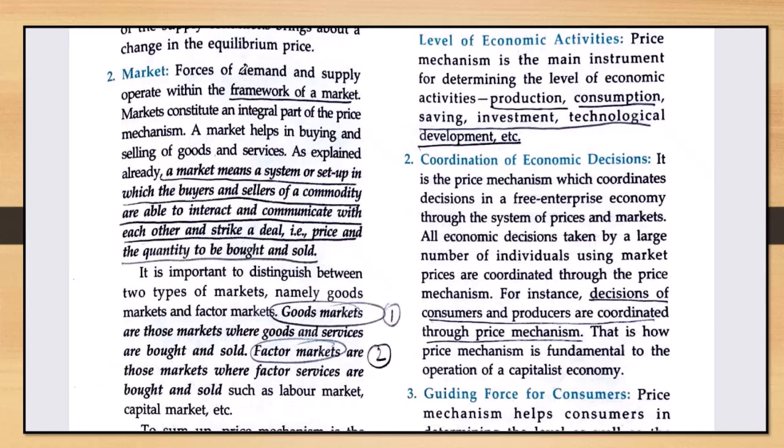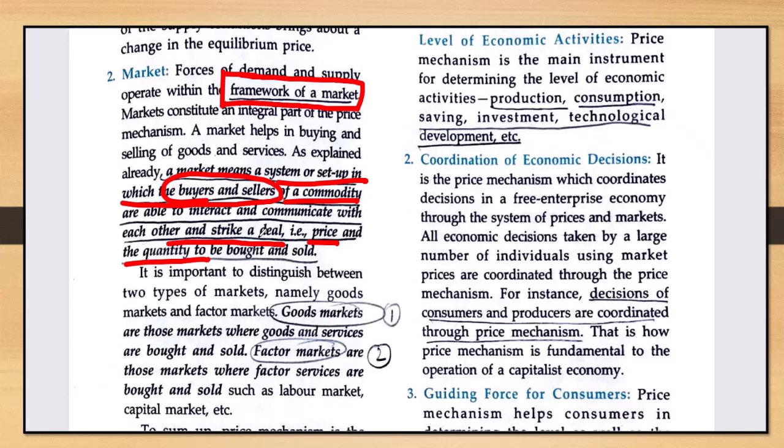Now what is market forces? Market is basically a framework where the buy and sell of goods and services take place. So how do we define market? A market is a system or a setup in which the buyers and sellers of a commodity are able to interact and communicate with each other or strike a deal in price and the quantity to be bought and sold.